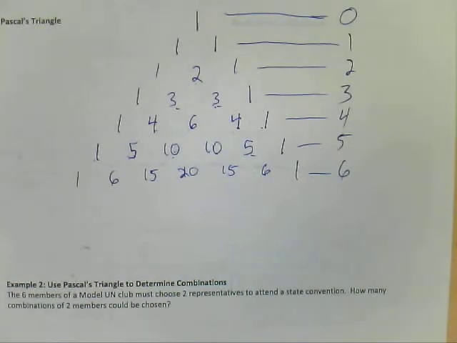Now, the reason that we're going to start counting with 0 is because of how this relates to combinations. If we start counting with 0 for the rows and the spot in each one, we can actually use Pascal's triangle to figure out combinations.